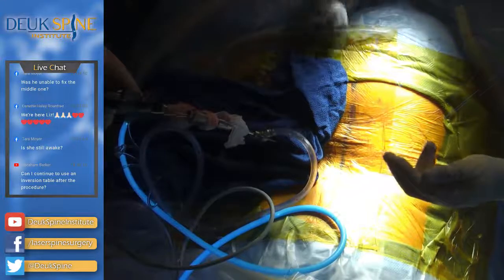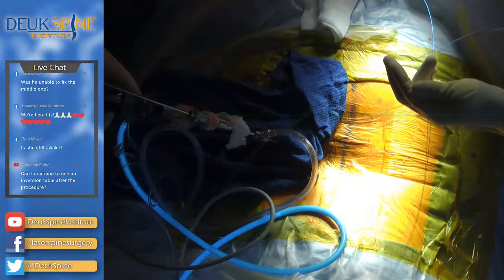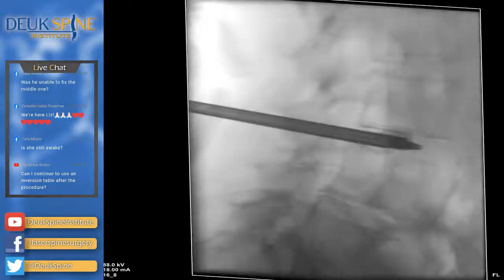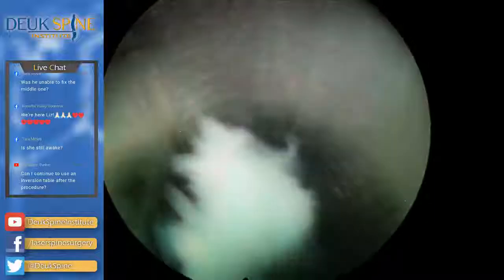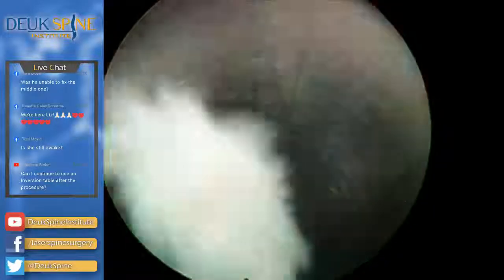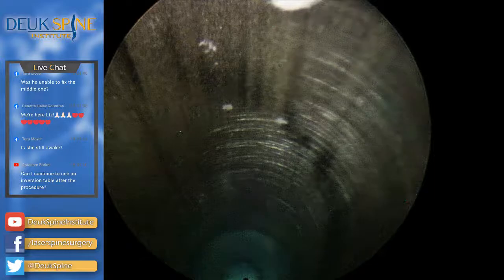So when you look at the discogram, we did the dye in the middle, and it looks like a cotton ball disc. But a cotton ball disc is a normal disc, and this is not normal. So even discograms don't tell you everything there is to know about a disc. This is a condition that's been known for 100 years called internal disc disruption, IDD.